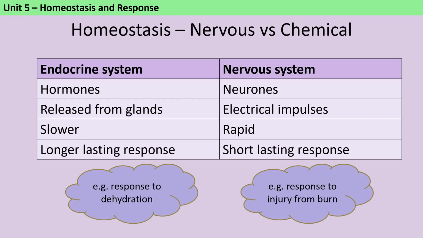Your endocrine system is responsible for things like you going through puberty, but also for homeostatic responses like a response to dehydration, where it needs to go on for quite a long time. Your nervous system uses nerves or neurons, and they transfer electrical impulses. These responses are very fast, but they're also very short-lived. They're useful for a situation like if you touch something hot and you need to snatch your hand away before you burn yourself, but you don't need an ongoing response after that.